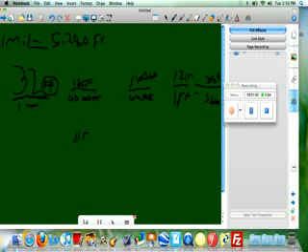0.11 feet per second. Feet per second. And that's how you convert.